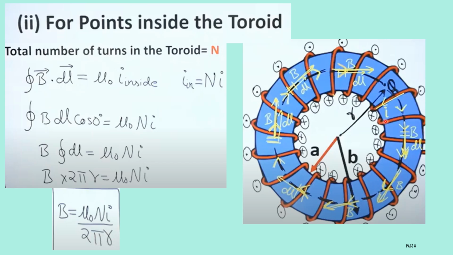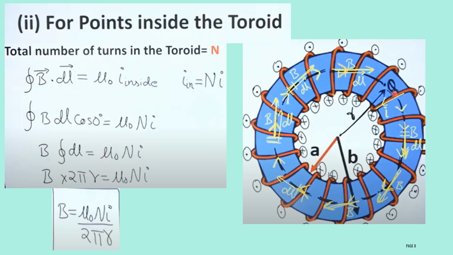Here I is the amount of current entering the toroid, indicated by the cross mark. The cross mark always indicates the current is coming inside. In each case, inside the circular loop, the current is coming into the toroid. Therefore, let us consider this current as positive. Inside the circular loop, we have to consider only the positive current, that is, the current entering the toroid. The direction of the circular loop will be clockwise.